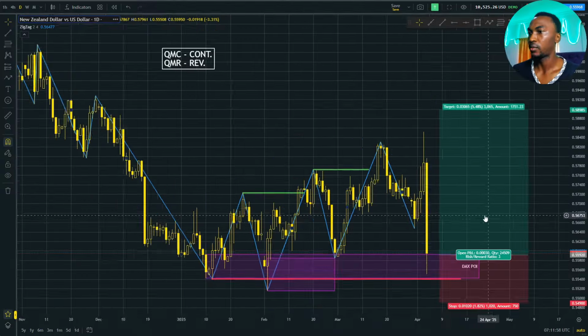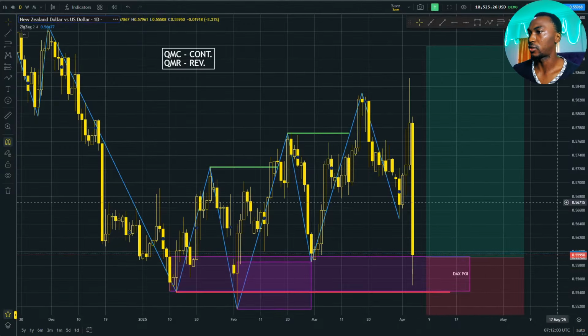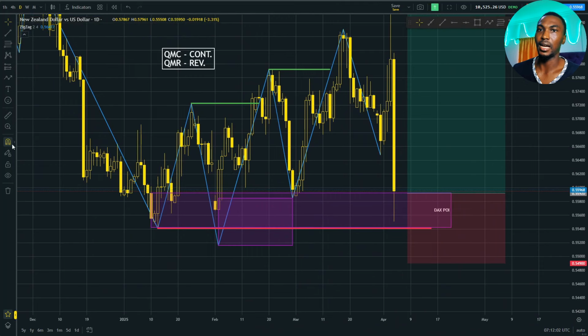I am going to take this trade. This night, market is going to open around 10, 11, and I'm just going to jump in and place a buy trade instantly on New Zealand dollar against the US dollar. And I'm going to be aiming for a 3RR. So how did I calculate my stop loss, right? How did I calculate my stop loss? This is how I did it.